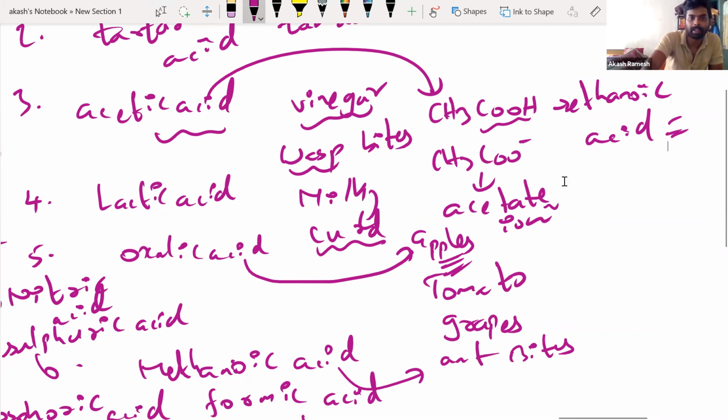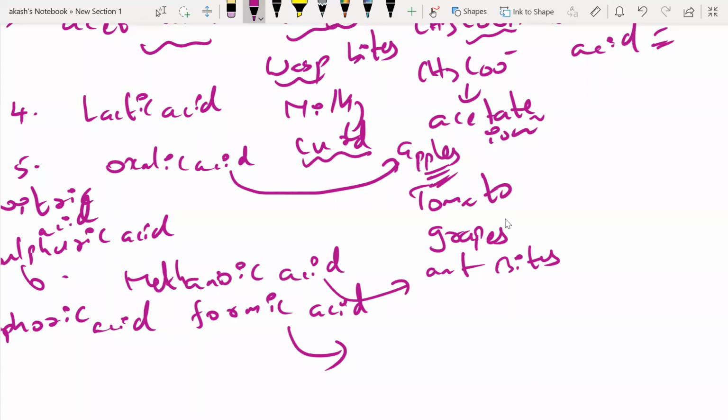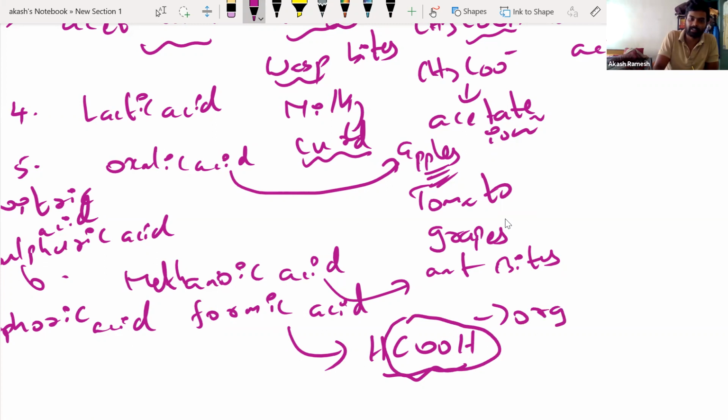Now, same way, you can remember this also. Formic acid is also called as methanoic acid. Anybody knows the formula of formic acid? Sir, HCO2 or H2CO2? Okay, correct. It's HCOOH. This is how we write. Now, please understand, people, you will be studying them in your last chapter, that is carbon and its compounds chapter. Remember, whenever the COOH comes, it's actually an organic acid.